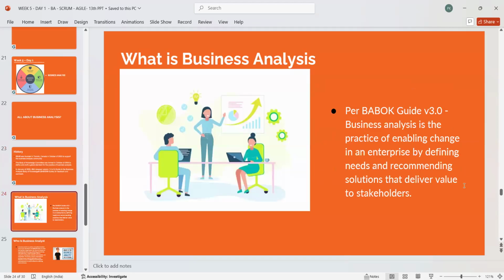Now, next point. What is business analysis? As per the Business Analysis Body of Knowledge, what does it say? Go ahead. Per BABOK guide, version 3.0, business analysis is the practice of enabling change in an enterprise by defining needs and recommending solutions that deliver value to stakeholders. Now we have to break down this statement. It's a very important statement. Let us break it down for better understanding.